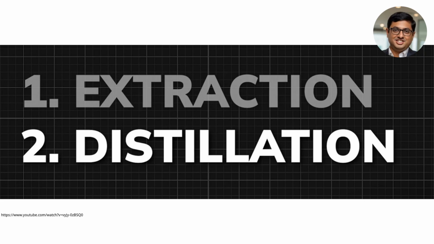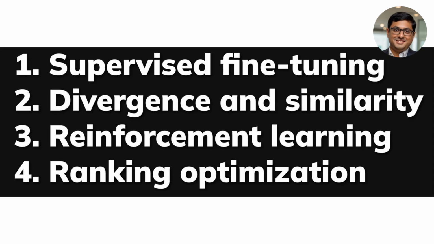After knowledge extraction, the next step is distillation, in which the student is trained on the dataset. There are 4 popular methods of distillation. Let's discuss each of these methods. Here is the list of 4 methods used for distillation. We have discussed how supervised fine-tuning, reinforcement learning, and ranking optimization work earlier. The concept is exactly the same. Let's briefly double-click each topic.